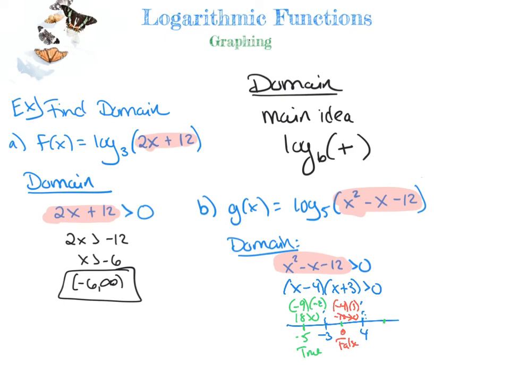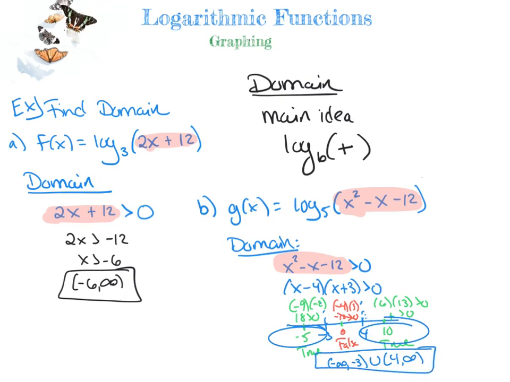And when x is something like, let's say 10, anything bigger than 4, we have 10 minus 4 is 6, and 10 plus 3 is 13. It's the product of two positive numbers, so this is definitely going to be something positive, bigger than 0. It's definitely going to be true. So the answer here will be our true columns, which is negative infinity to negative 3 and 4 to infinity.